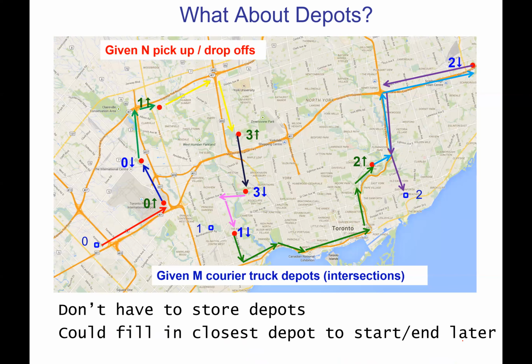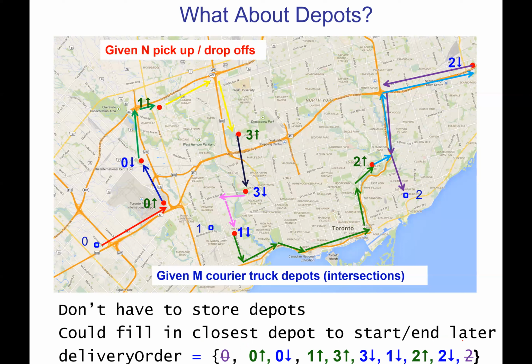So you can store the depots if you want, but you don't have to. You can just fill them in at the end. You could say, this is how I'm representing my solution, just this middle part. I'm going to optimize that. And whenever I need to get a travel time, the routines that figure out travel times will just figure out which depot is closest to each end, and they'll add that into the travel time. But I'm not actually even going to store it. So either of those is a reasonable way to do this.